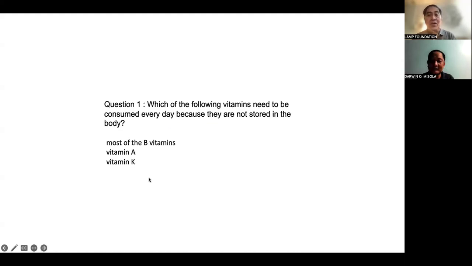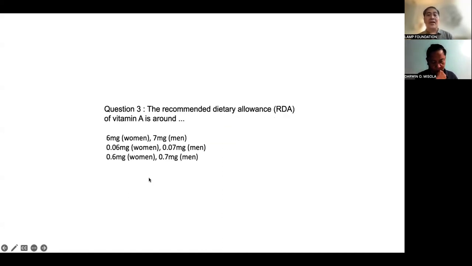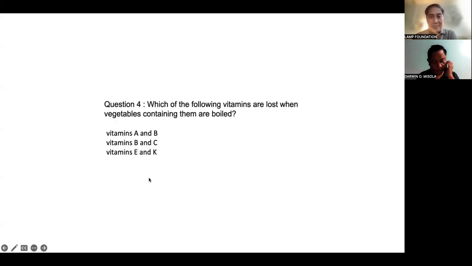Which of the following vitamins need to be consumed every day because they are not stored in the body? Vitamin B, most of the B vitamins. Thickening of the outer layer of the skin due to increased amount of keratin is caused by chronic exposure to arsenic; deficiency of which vitamin is another possible cause? Vitamin A. The recommended dietary allowance of vitamin A is around 0.6 mg for women and 0.7 mg for men. The naturopaths should know all of this. I'm sure they memorize all of it.